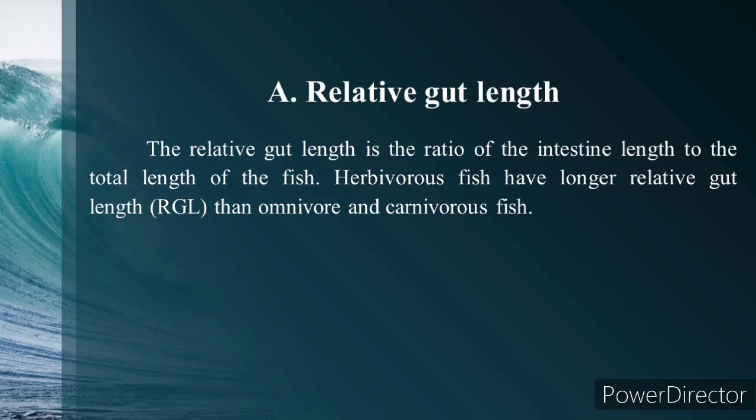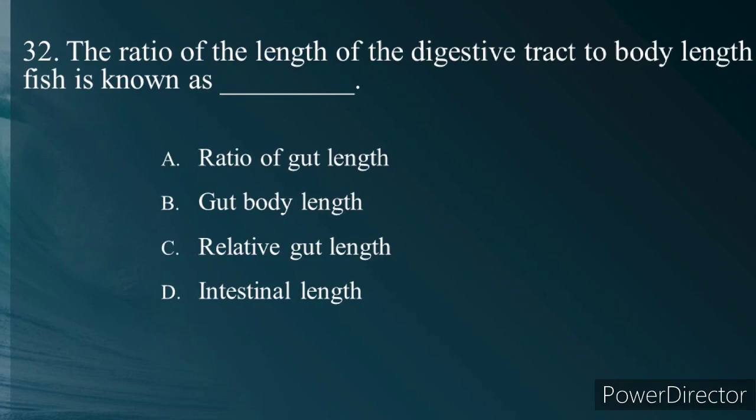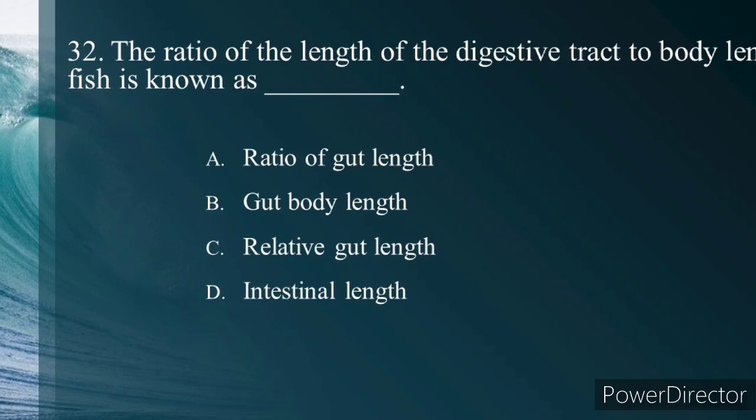Relative gut length. The relative gut length is the ratio of the intestine length to the total length of the fish. Herbivorous fish have longer relative gut length, RGL, than omnivore and carnivorous fish.